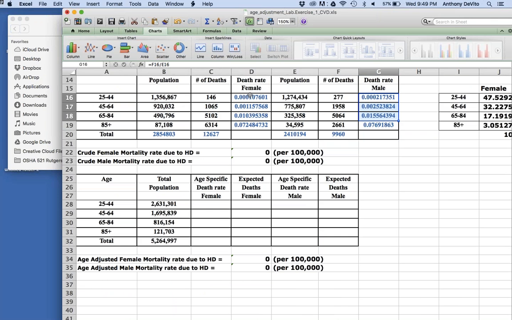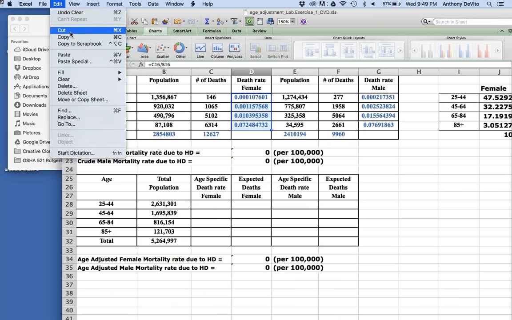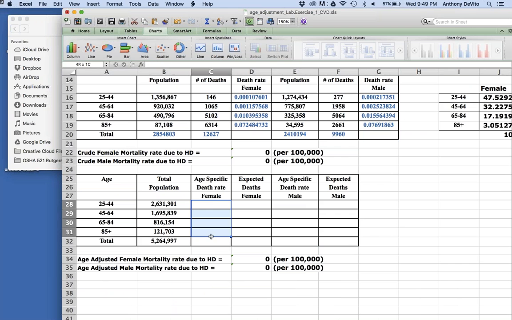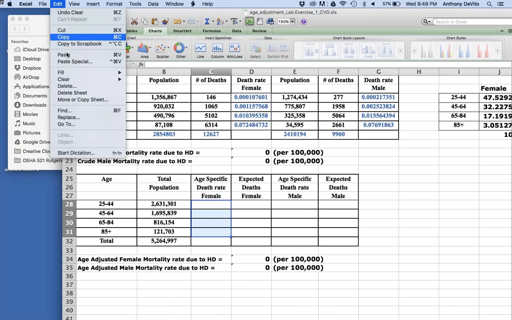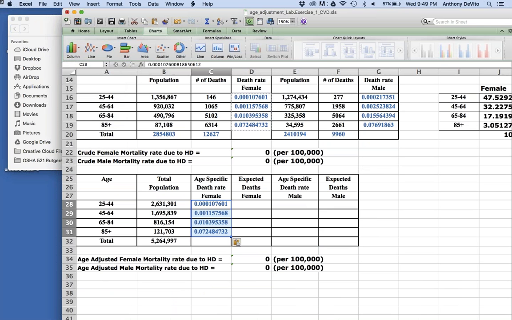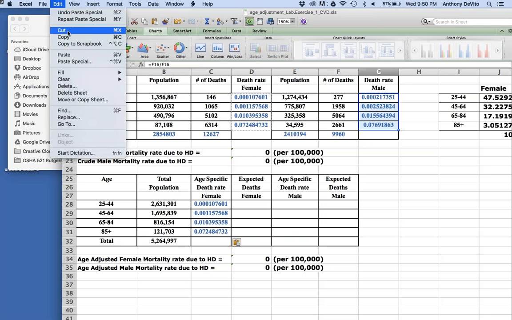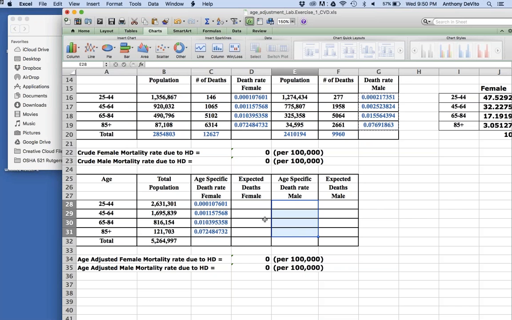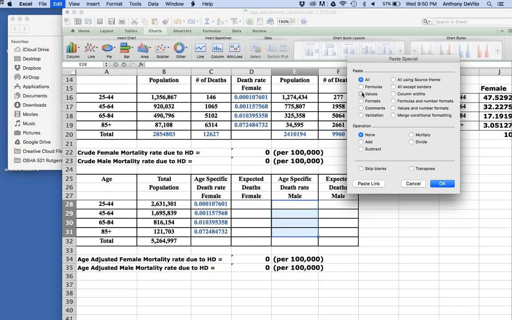Okay, so I'm going to copy these age-specific death rates for females. I'm going to go up here to Edit and Copy, and I'm going to go down here and highlight the same set of boxes, and I'm going to say Paste Special, and I'm going to tell it to just paste the values, the numbers, because I don't want to worry about transposing these cells and stuff like that, because this is a calculation. I don't want to confuse the calculation. I'm going to copy the age-specific death rates for males and put them in there. And again, I'm going to say Edit, Paste Special, and I'm going to say just copy those values.